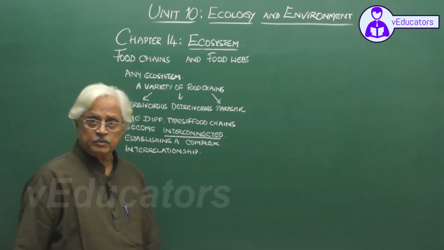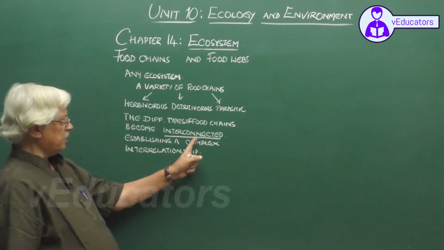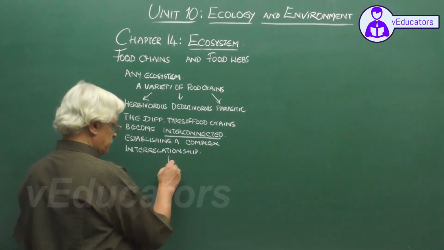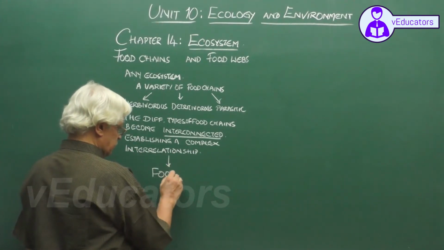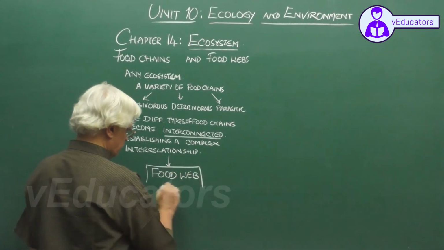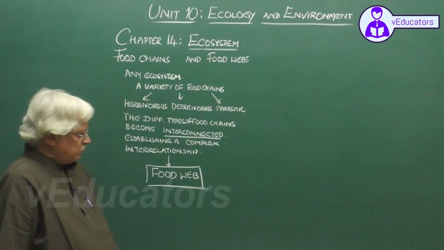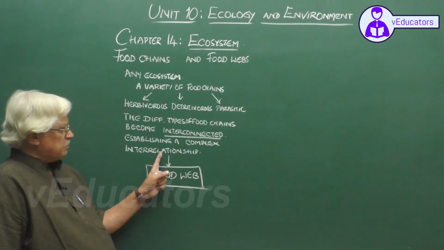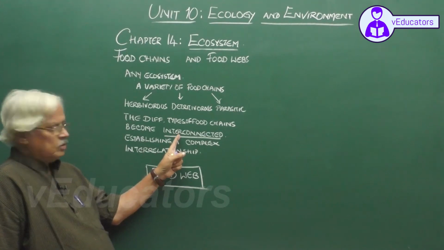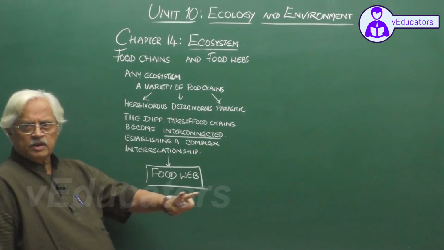So such a situation where food chains become interconnected, establishing a complex interrelationship, is what is known as a food web. So a food web is a complex interrelationship that is established between the various food chains in an ecosystem becoming interconnected.